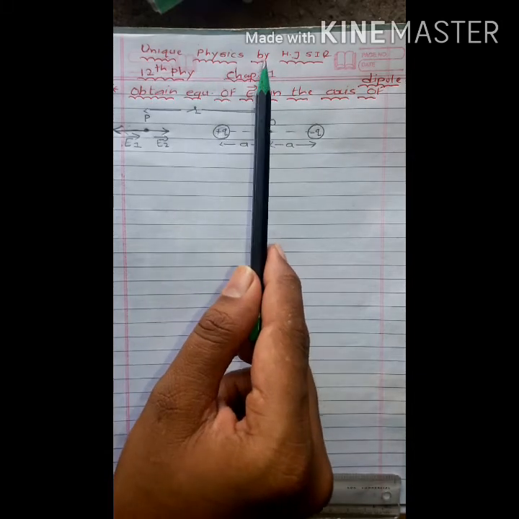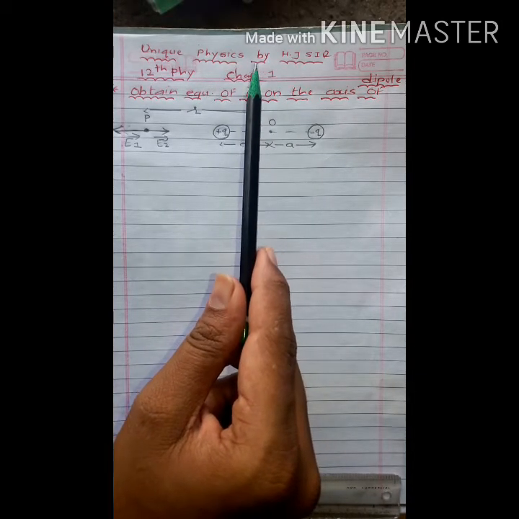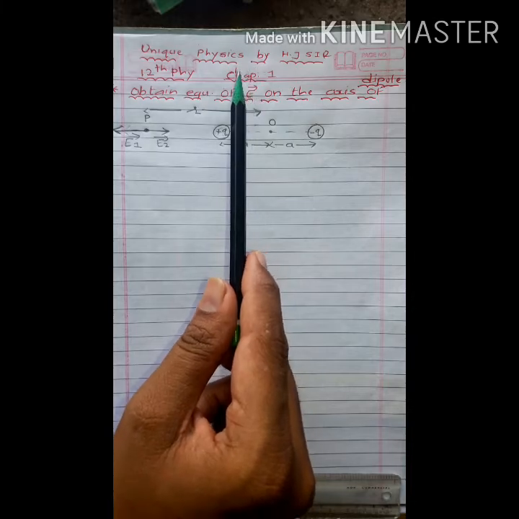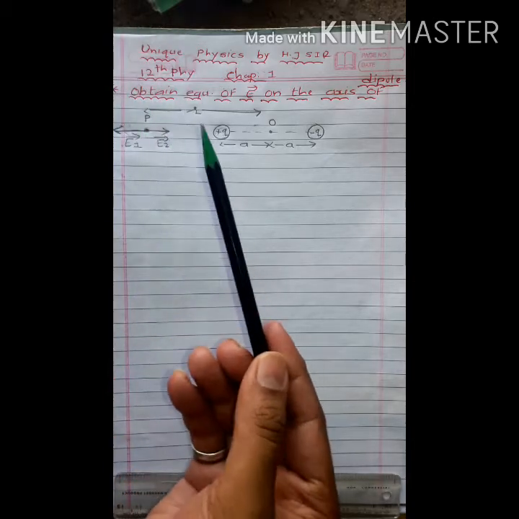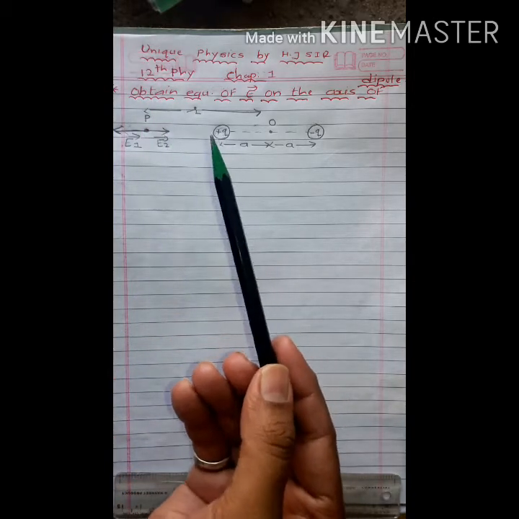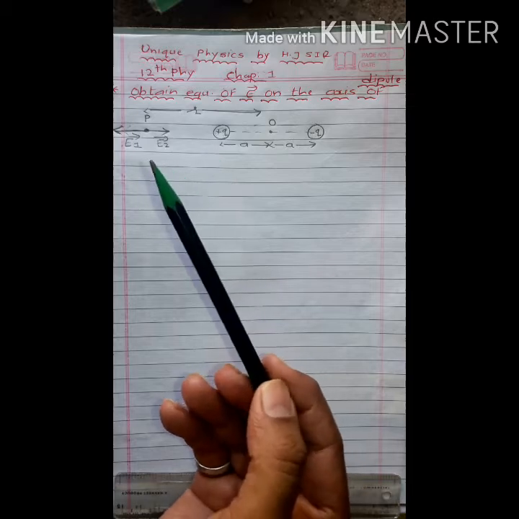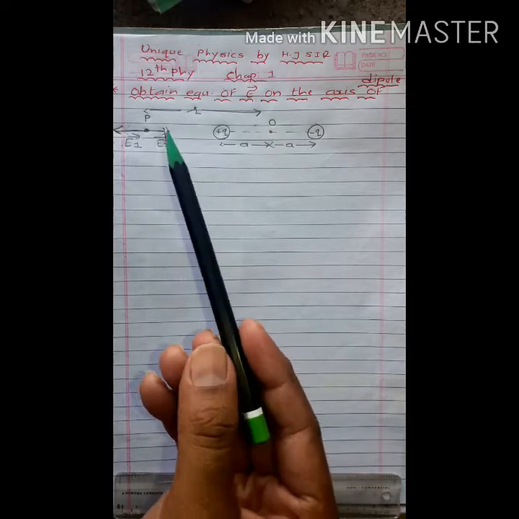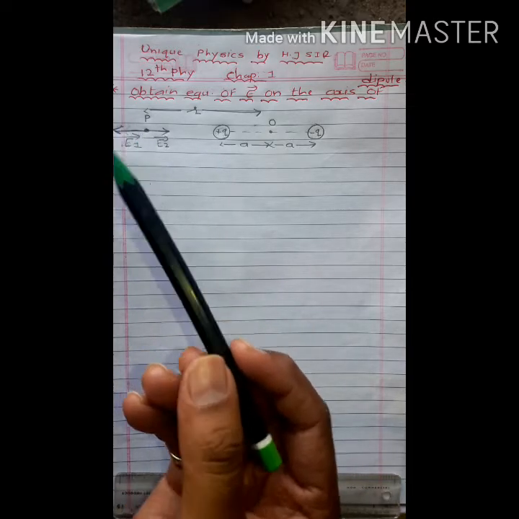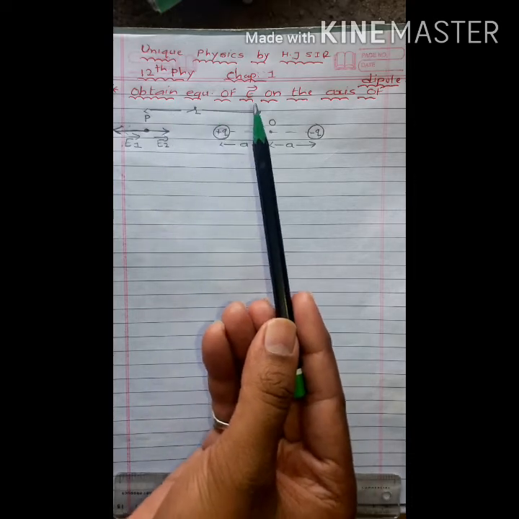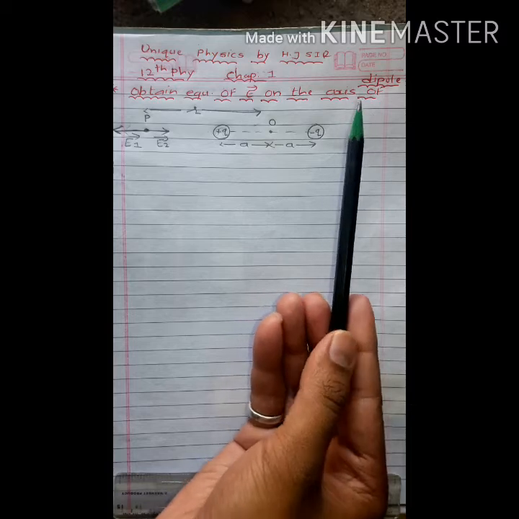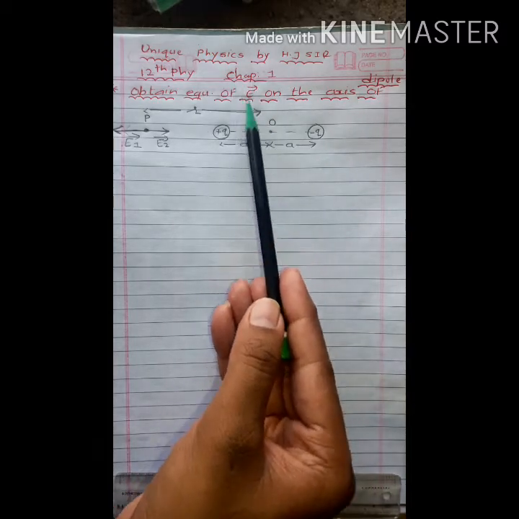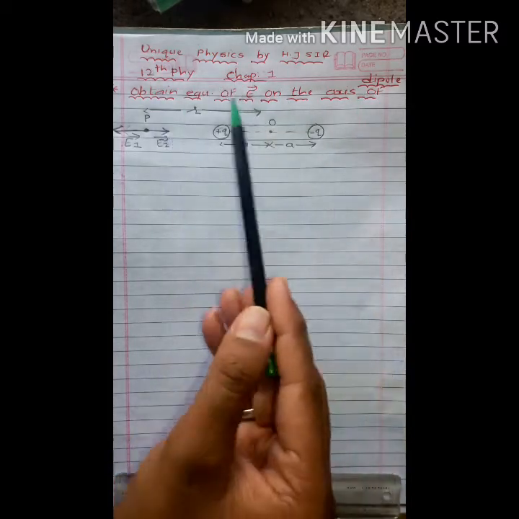12th Physics chapter number 1, Electric Charges and Field. In the last video we explained electric dipole and electric dipole moment as well as its equation, its unit and definition of point dipole. Now in this video we are going to explain equation of electric field on the axis of dipole. Okay, so here we derive equation of electric field on the axis of dipole.